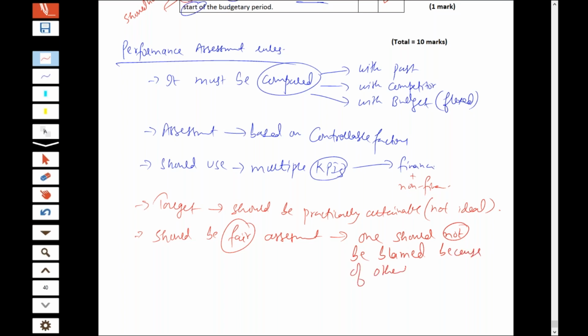because of others. For example, if I'm not producing the goods, then you have to figure out why actually I'm not producing the goods, because the purchasing manager had not arranged the raw material. So it's not my fault, it's his fault. So I should not be blamed because of the poor working behavior of a purchasing manager. So this was the performance measurement.